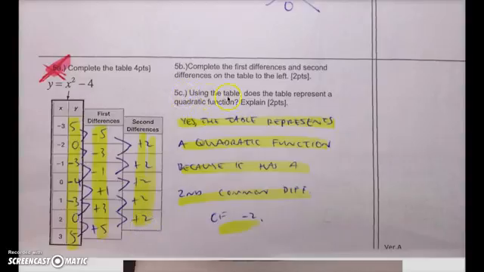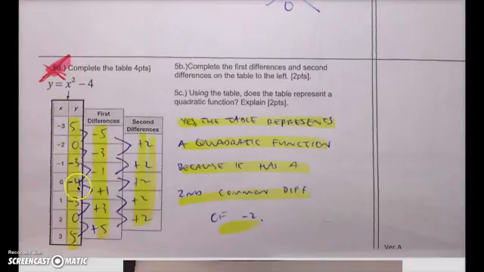So 5c says, using the table, does the table represent a quadratic function? Yes, the table represents a quadratic function because it has a second common difference of -2. If it was just a first common difference, where this number is all the same, that's called linear.